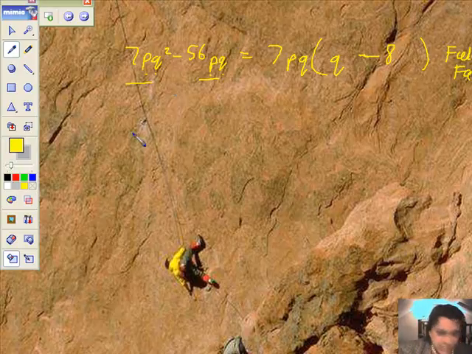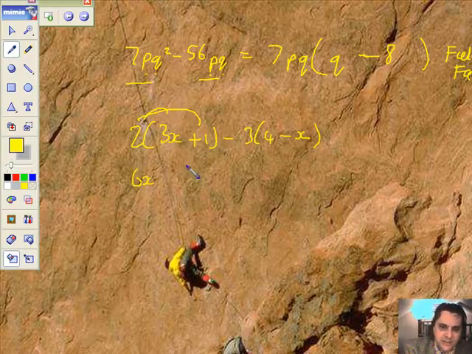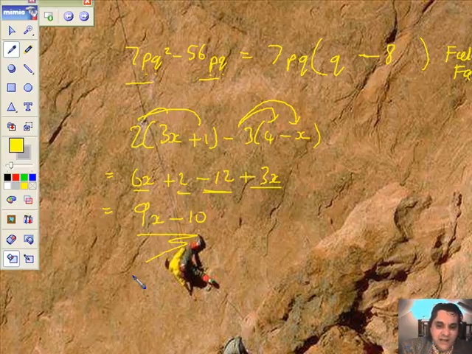Number 9, expand and simplify. I'll do this one because there's a tricky part I want you to know. This is question 9, grade C rated. 3x plus 1, then take away 3 lots of 4 minus x. Now, bust it open, that times that, 6x, that times that, plus 2. Done. Minus 3 times 4 is minus 12. Minus 3 times minus x is plus 3x. Again, minus times a minus. Let's do the x's. 6 plus 3, 9x. 2 take away 12 is minus 10. Finished. End of.